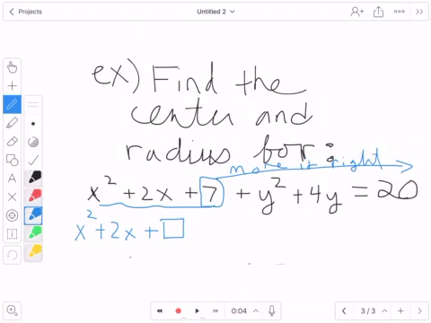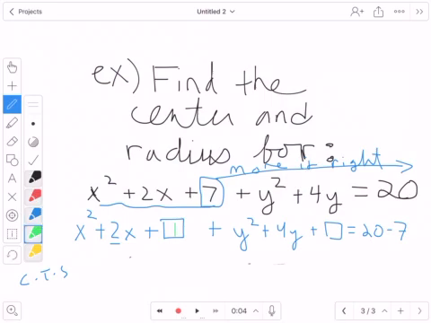Okay, so x squared plus 2x plus empty box plus y squared plus 4y plus empty box equals, and now 20 minus 7, because I've subtracted the 7 across the equal sign. CTS, complete the square. By now you guys are experts at that, so I'm just going to talk you through it. 2 divided by 2, whole thing squared, makes 1. So if you want to make a recipe, you complete the square with respect to your x trinomial and your y trinomial separately.